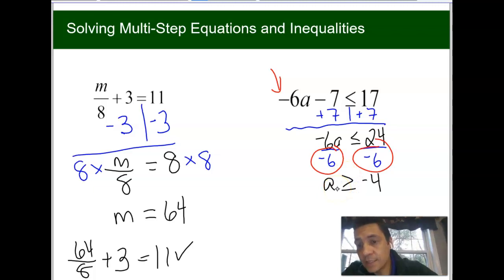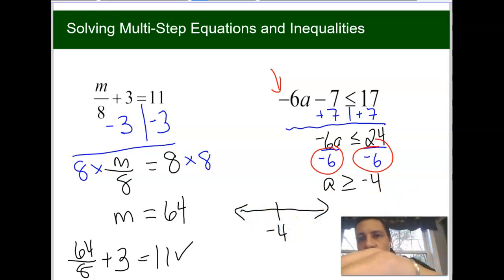And then I'm not done. I need to graph my inequality. A is greater than or equal to negative 4. Here's my boundary at negative 4. It's greater than or equal to, which means I need to fill in my circle because it could be negative 4. What numbers are bigger than negative 4? Everything over here.